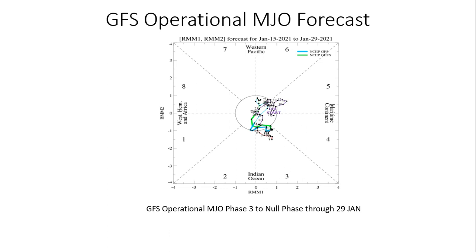Almost all the way to the end of January, we're expecting the MJO to be in a weak phase 3, transitioning to a null phase. So basically, there are no colder or warmer temperatures favored in the Eastern U.S.